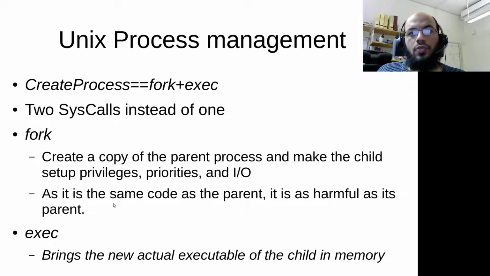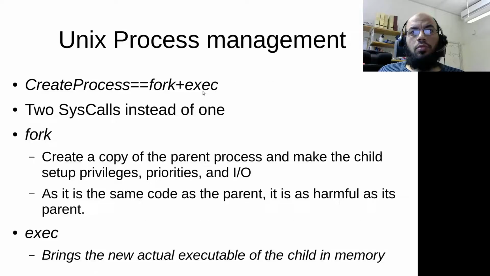But once you have the fork, then you call exec, which brings the new actual executable of the child into memory. So you start by replicating the parent, and you take the parent replica and then load onto that, or override it in memory, with the actual executable of the child that should run.